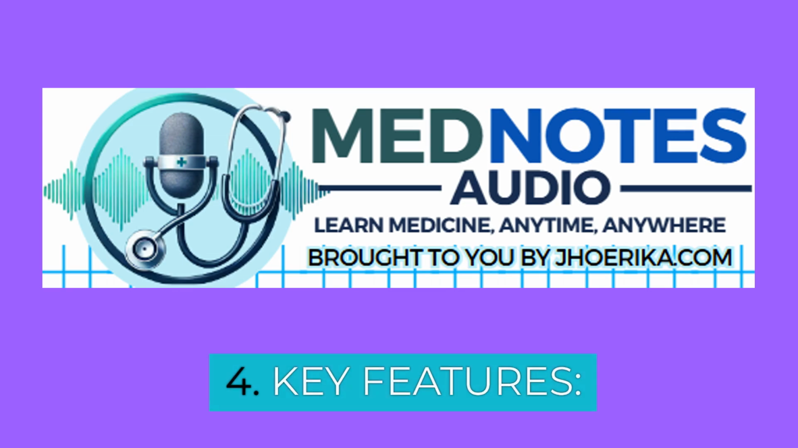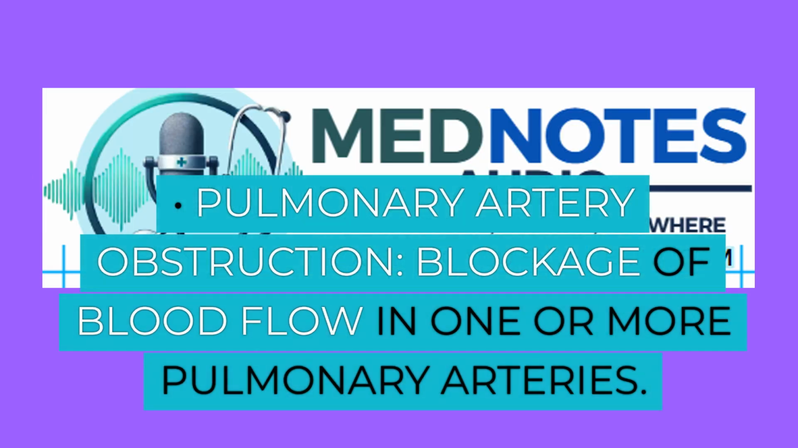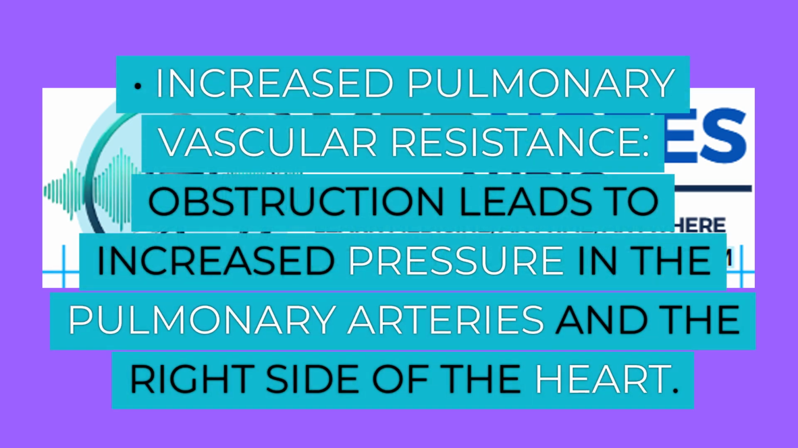4. Key features. Embolus, a thrombus, blood clot, or other material that travels from another part of the body, usually the deep veins of the legs or pelvis, and lodges in the pulmonary arteries. Pulmonary artery obstruction: blockage of blood flow in one or more pulmonary arteries. Increased pulmonary vascular resistance: obstruction leads to increased pressure in the pulmonary arteries and the right side of the heart.